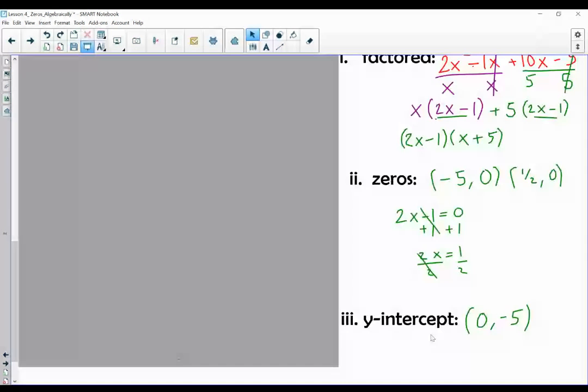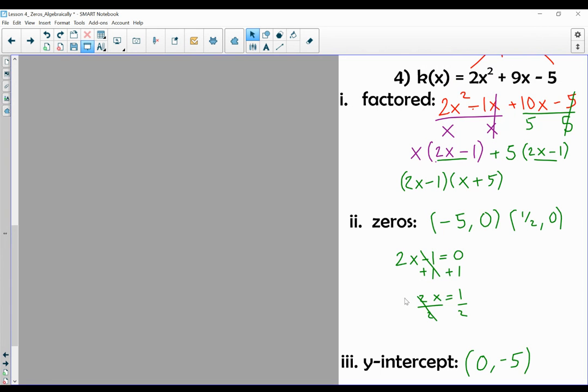I encourage you to go back through this video and make sure that you have a good understanding of how to go from factoring to finding the zeros, as well as identifying the y-intercept.